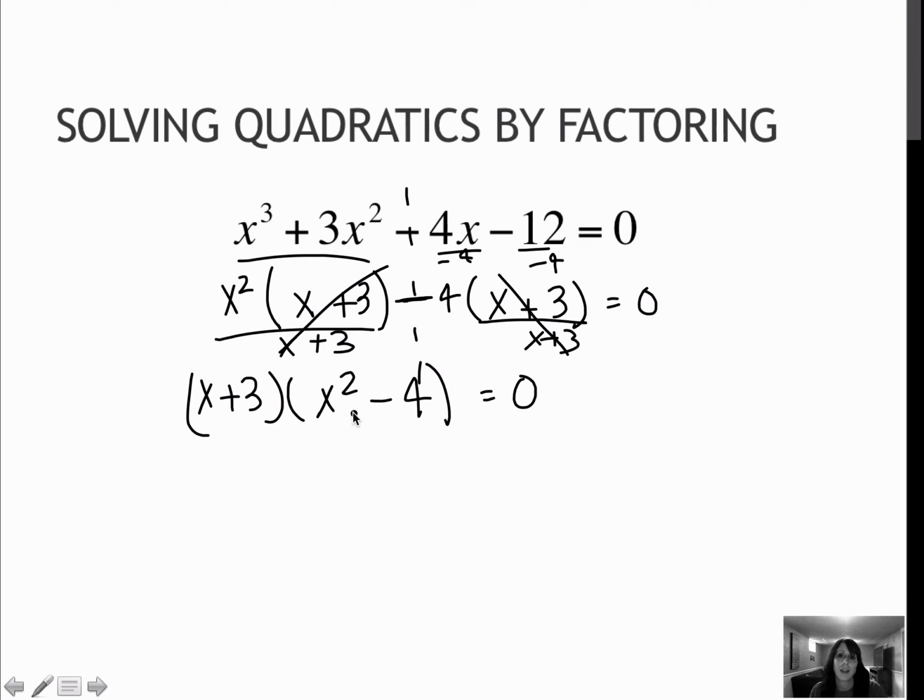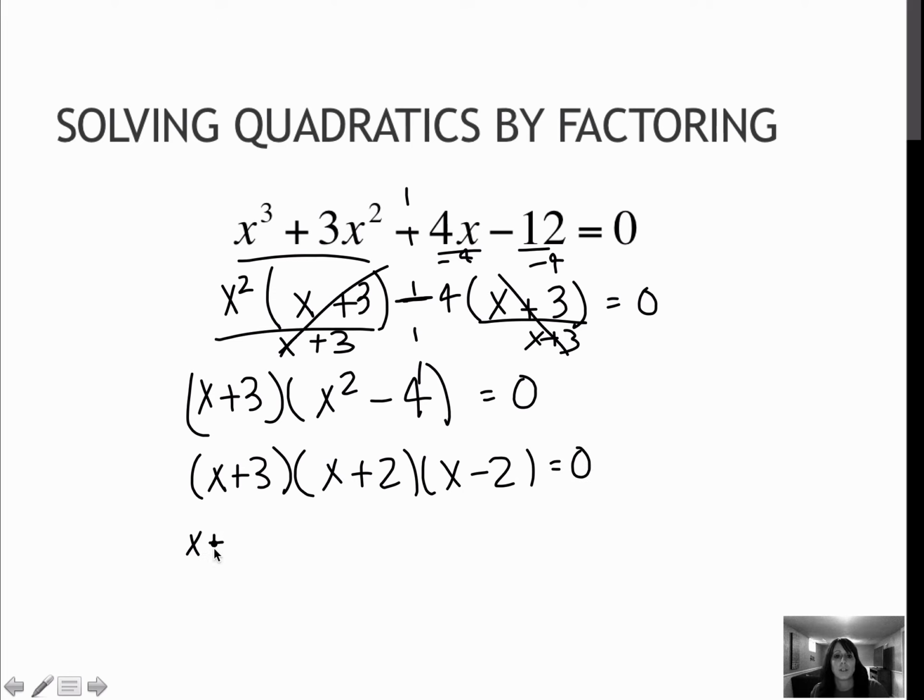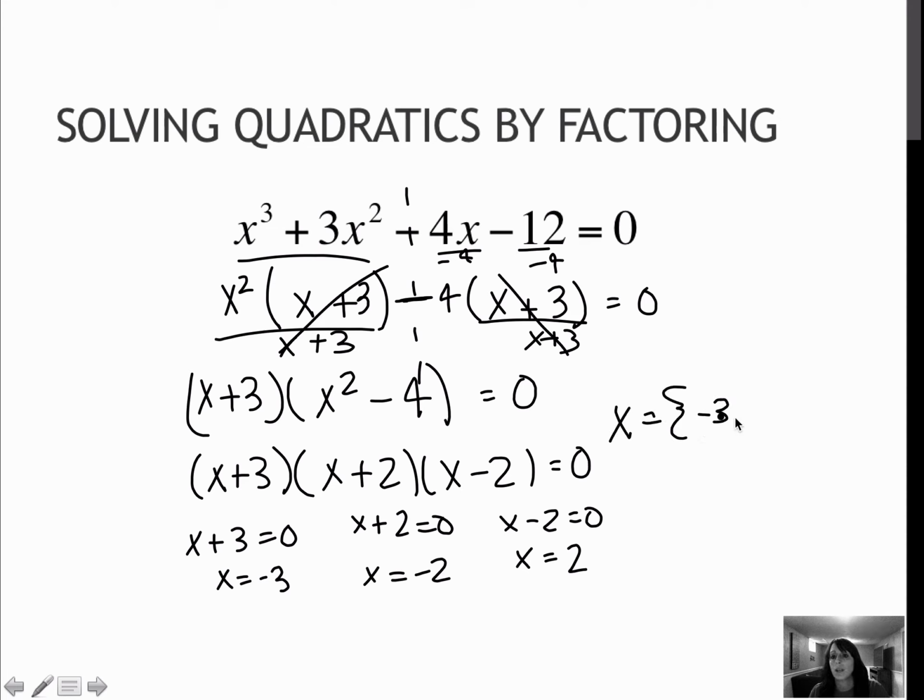This one can be factored further because it's a difference of squares pattern. I'm going to keep the x plus 3 out front, but this factors into x plus 2, x minus 2. I set each of those equal to 0. Again, feel free to do the work in your head. I get negative 3. I get negative 2. And I get positive 2. I would write those negative 3, negative 2, 2.